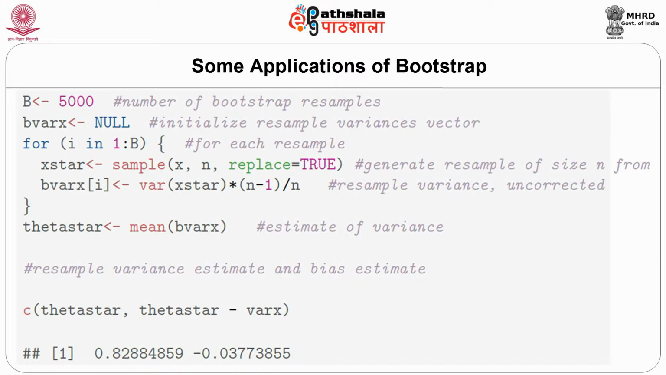So, that is, we get an estimate of the variance. Then what is the estimate of the bias? So, theta star comes out to be 0.82884859 and the bias comes out to be theta star minus var x, that is minus 0.03773855. Now, we see the bias has reduced in the bootstrap variance context.